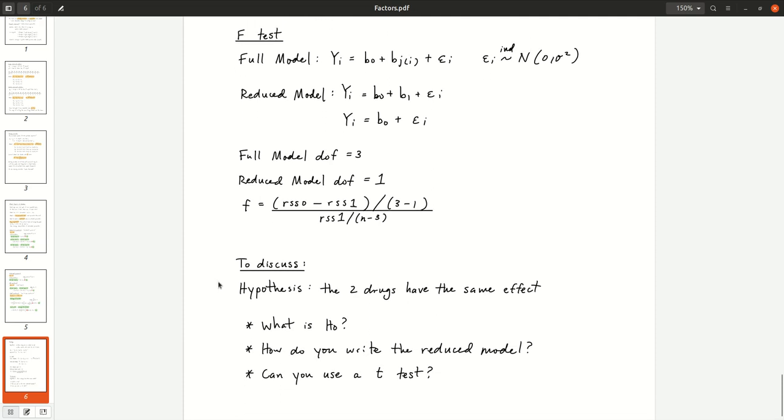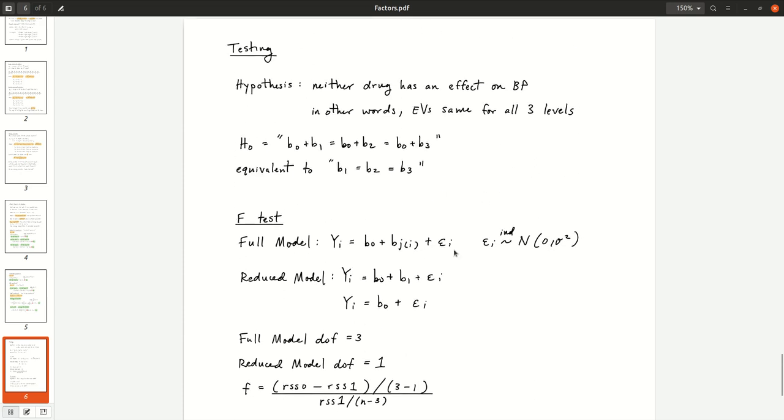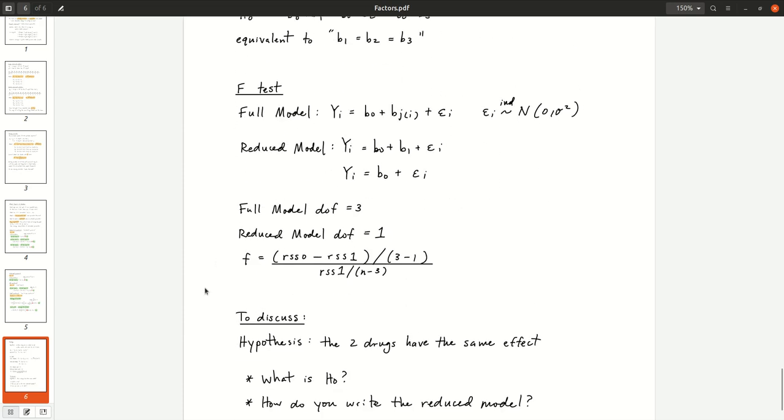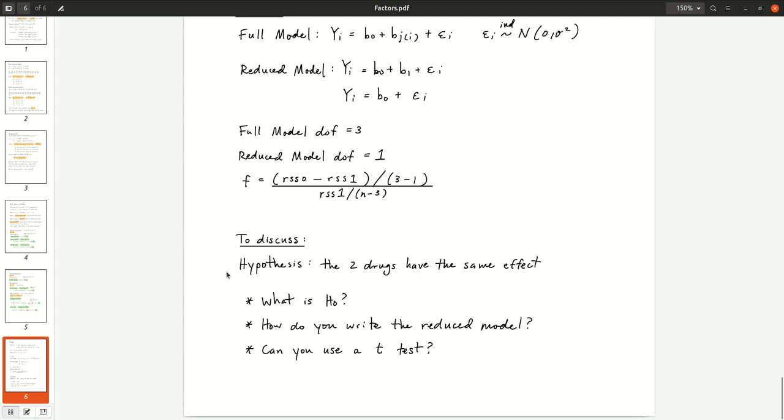Suppose we had a different hypothesis, that the drugs do have an effect, but there's no difference in the size of the effect for drugs A and B. So the hypothesis is that the two drugs have the same effect. In this case, what is the null hypothesis in terms of the parameters? How would you write down the reduced model? And can you do this with a t-test? You can always use an F-test for these kinds of hypotheses, but the question is, can you do a t-test for this one, and how would that work?